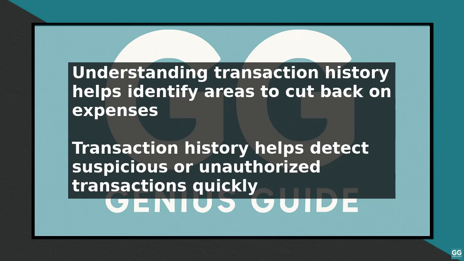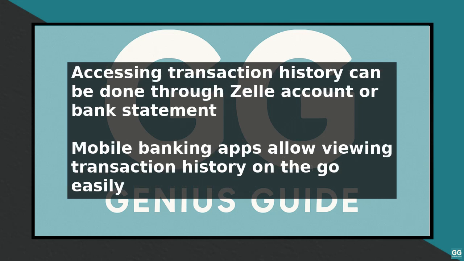To access your Zelle transaction history, you can log into your Zelle account or check your bank statement. Most banks and credit unions also offer mobile banking apps that allow you to view your transaction history on the go. Once you have access to your transaction history, you can filter and sort your transactions by date, amount, and recipient or sender information, making it easier to review and analyze your transactions.